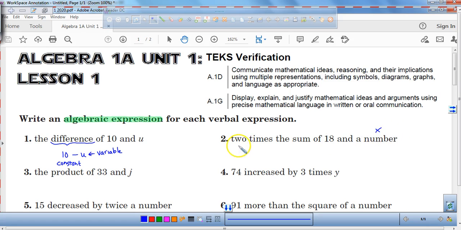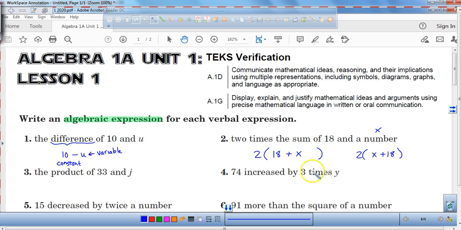So it says 2 times the sum of 18 and a number. So I'll put 18 plus x. That's the sum of 18 and a number. Now the cool thing about addition, it really didn't matter if I put the 18 up front, because when you're adding things, order really doesn't matter. When you're subtracting things, order does.